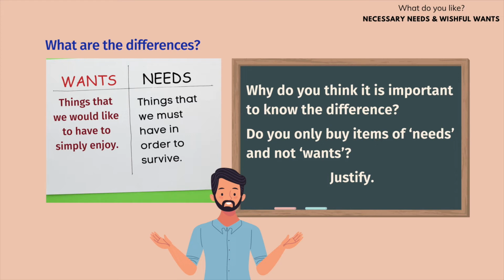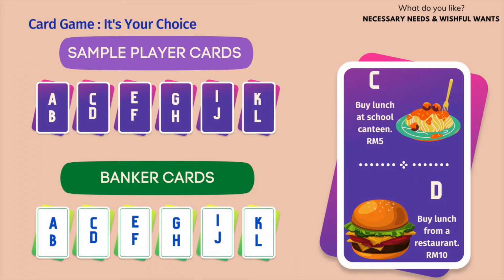As for the main activity, teacher explains the meaning of needs and wants. For example, needs are things that we must have in order to survive. Wants are things that we would like to have to simply enjoy. Teacher then introduces a card game called It's Your Choice.